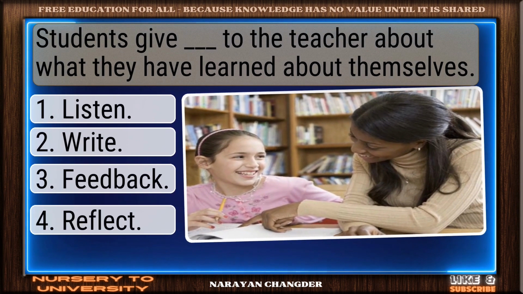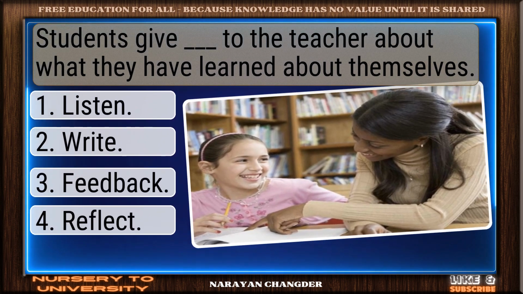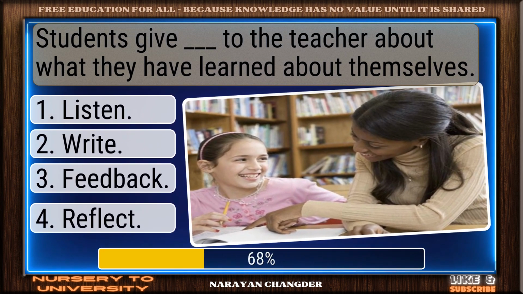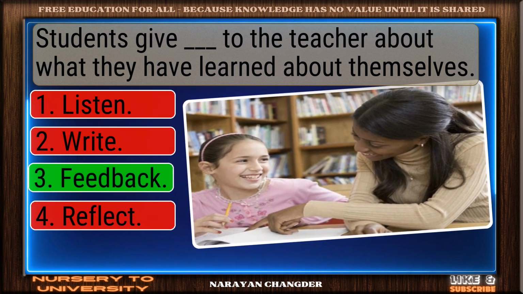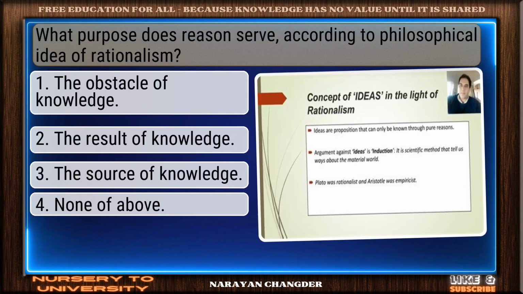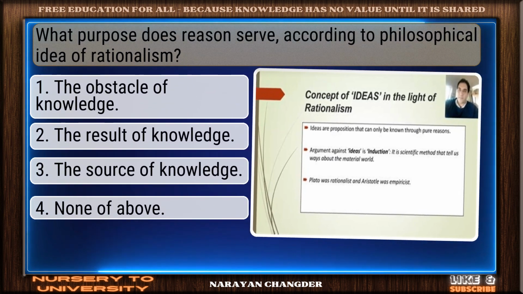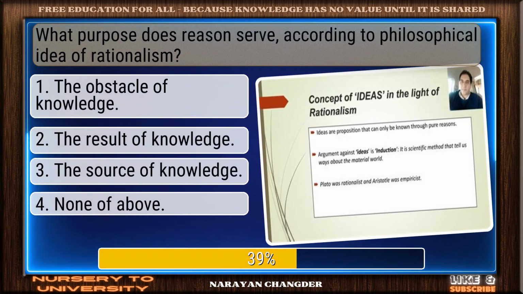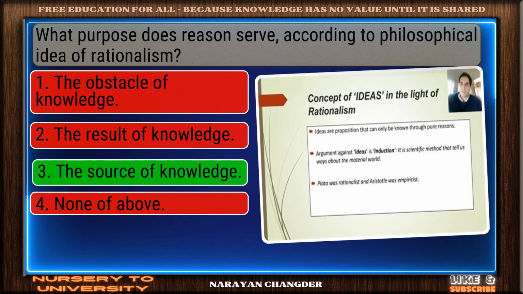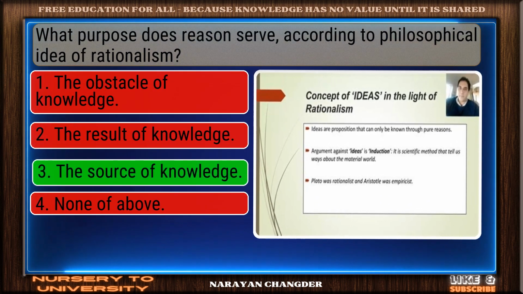Students give dash to the teacher about what they have learned about themselves. Exactly. Feedback makes sense and it is right choice. What purpose does reason serve, according to philosophical idea of rationalism? Sharp thinking. The source of knowledge is the right choice.